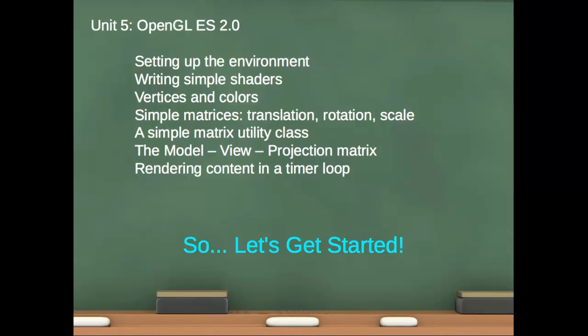We'll talk about setting up the environment just to display a single color on the background. We'll talk about writing simple shaders, vertex and fragment shaders, supplying vertices and colors to our application just from the point of view of putting those into the application and then drawing the vertices and each color for each vertex. We'll talk about some simple matrices, how to apply a translation and a rotation and a scale matrix. And along the way, we'll look at a simple matrix utility class.